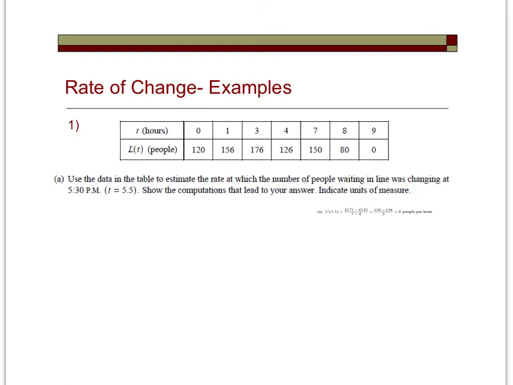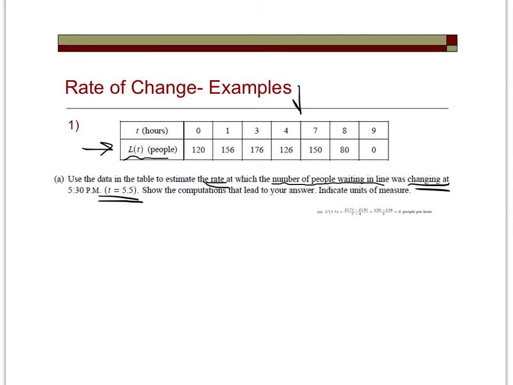Okay, so we're given a data table. Now look specifically at what you're given. You're given the number of people that are waiting in line. So you're given the original function L of t. And we want to find the rate at which it was changing at 5.5.